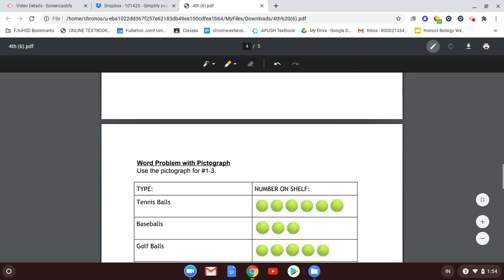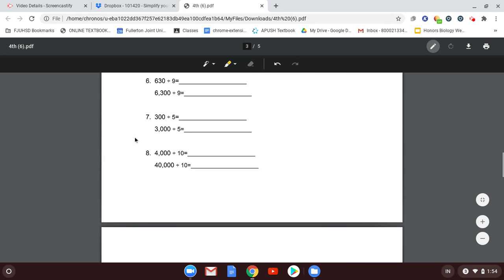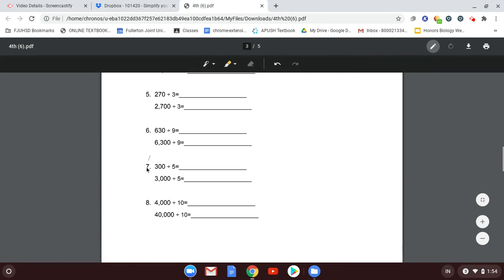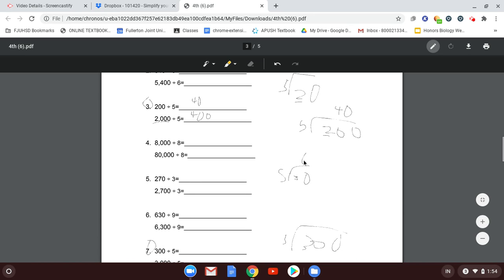Okay. Let's go on to the picture. I'll do one more with you actually. So let's try doing number 7. So 300 divided by 5. First, let's do 30 divided by 5. So 30 divided by 5 is 6.